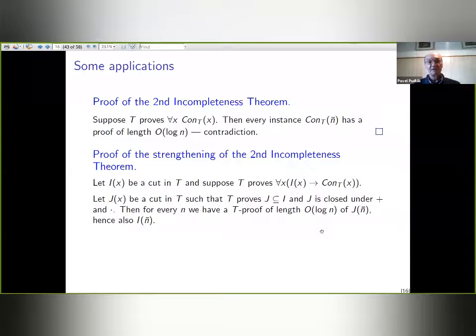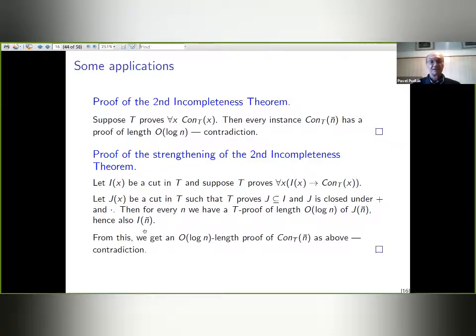So in this way, we get that also the numeral n satisfies I. But from this, we get a logarithmic length proof of the consistency of n, as above, because we prove by a short proof I(n), so we get also Con_T(n) by a short proof, and this is a contradiction with Friedman's theorem.